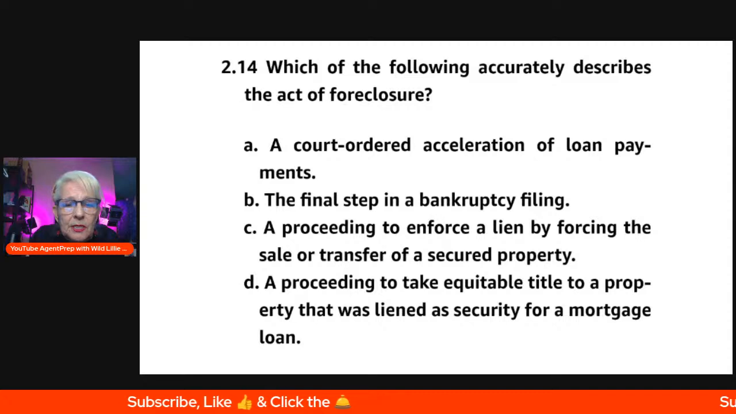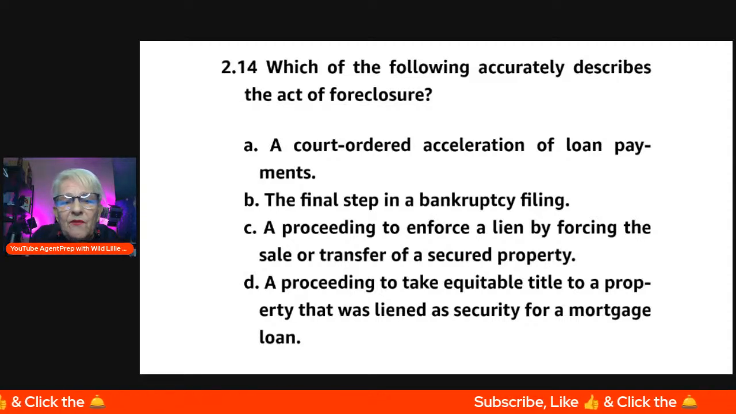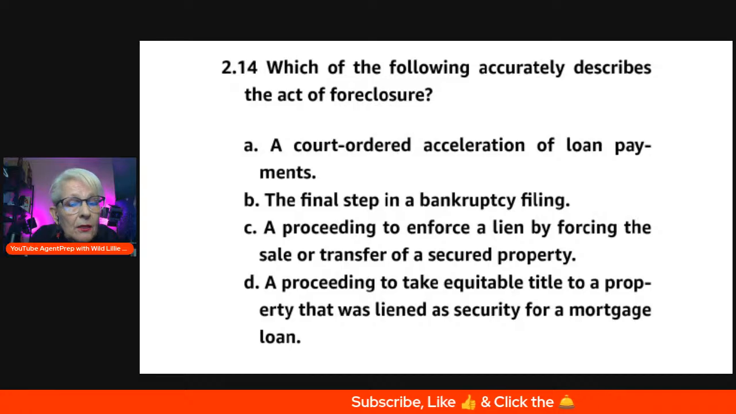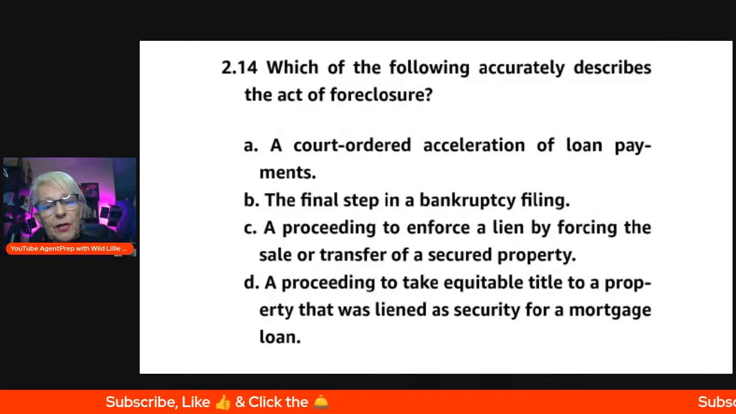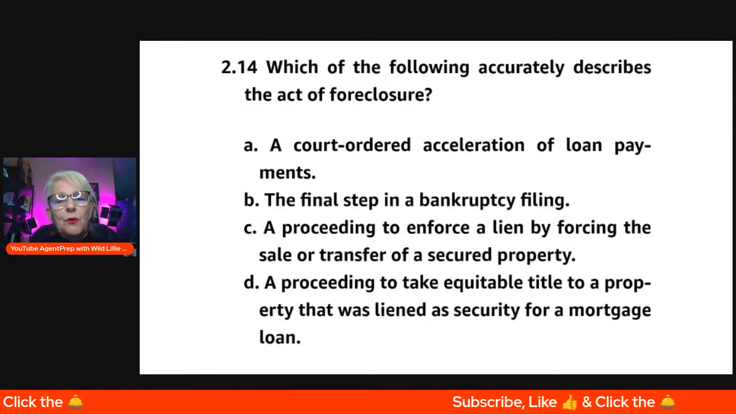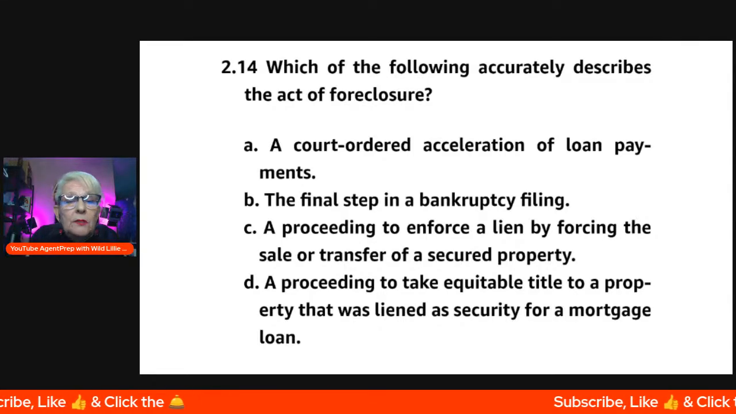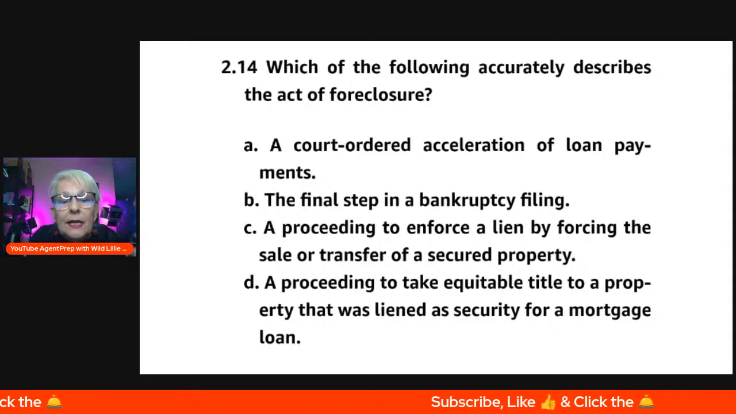So in this case, a proceeding to enforce a lien by forcing the sale or transfer of secured property, right? Because the mortgage company already had the lien on that property. Now they have to enforce it because the person did not pay. The mortgagor was not paying. So the lender wants to get that property back, get it sold.